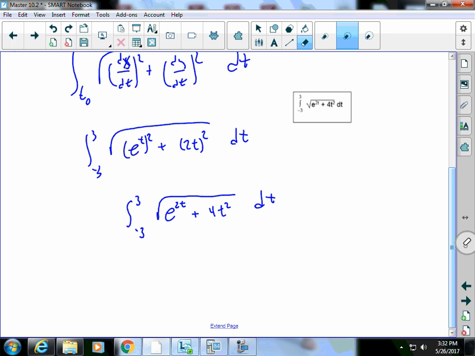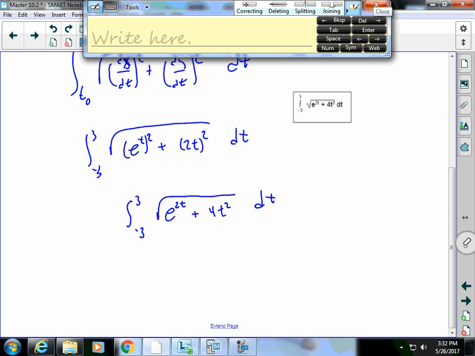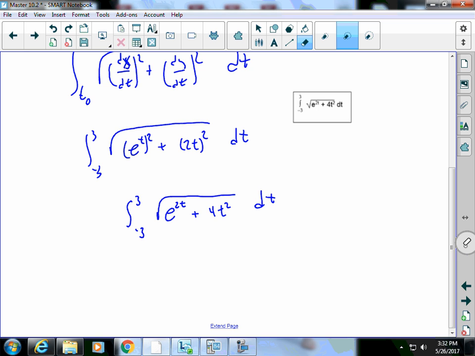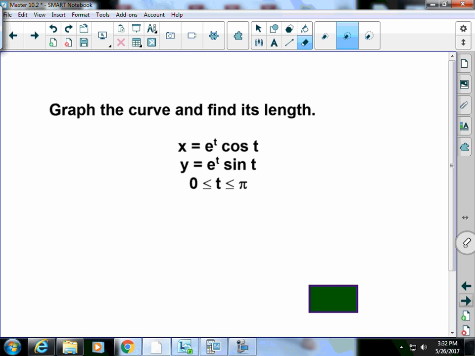When I'm asking you to set up but do not evaluate, I want you to do as many steps as possible. Simplify it as much as possible, right? I don't want you to actually solve it. I want you to get as simple as possible. So now it says graph the curve and find its length. We're not going to graph the curve. I mean, you can do that on your own just by putting it in your calculator to see what the curve looks like. So let's find our parts.